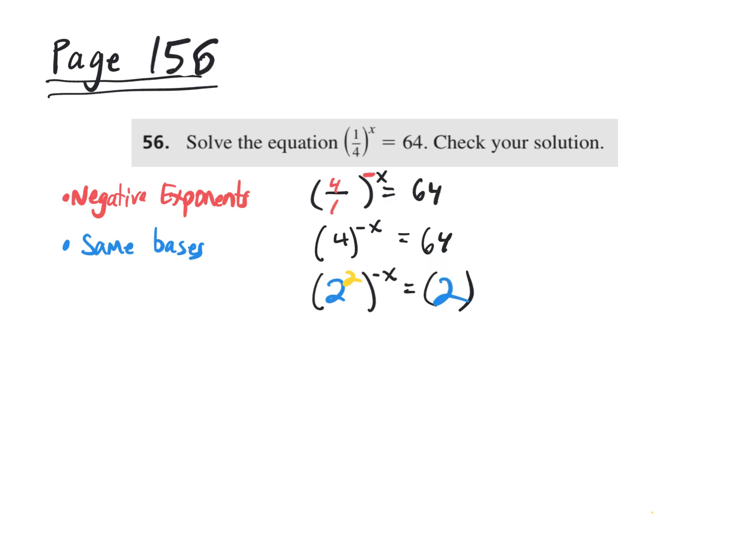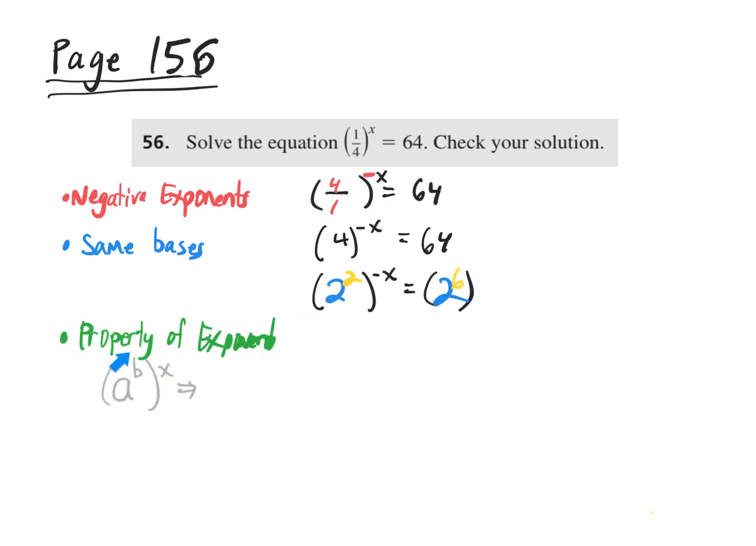Well, we can just say, what is 2 times 2? 4. Times 2 again is 8. 16, 32, 64. That's 1, 2, 3, 4, 5, 6 powers of 2. So we'll raise 2 to the 6th power here.